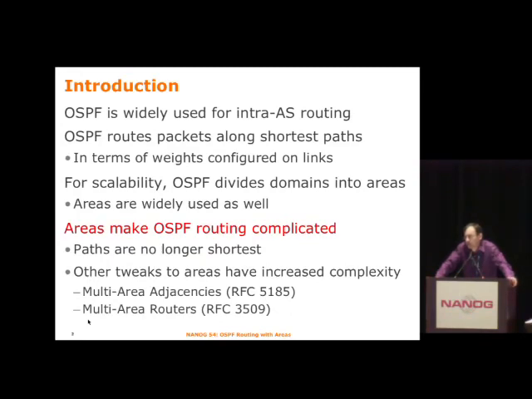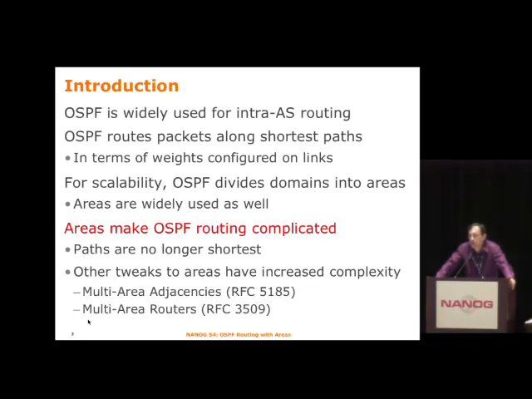So OSPF is widely used for routing within an autonomous system. It routes packets along shortest paths in terms of weights that are configured on the links. For scalability issues, OSPF at least allows the division of a domain into areas that affect the routing. This is to, in some sense, reduce the amount that an individual router has to know about the entire network. Areas are, at least in my experience, used widely where people are using OSPF.